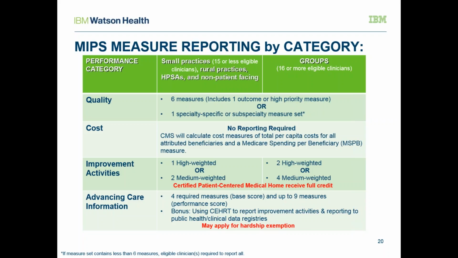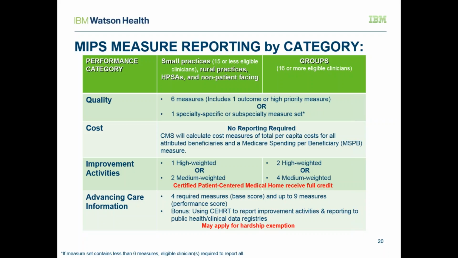If you're under the small practice grouping, for instance, you can report on either 1 high-weighted activity or 2 medium-weighted activities, versus if you are in a group of 16 or more eligible clinicians, you can report 2 high-weighted activities or 4 medium-weighted activities, or you can mix and match to get that max point scoring. And it's the same here, nothing changed from the proposed rule. If you are a certified patient-centered medical home, you will receive full credit under this improvement activities category.